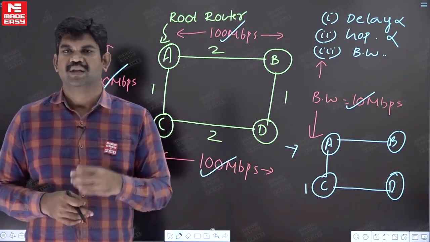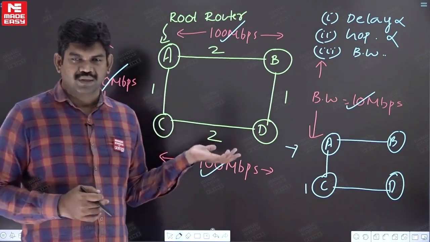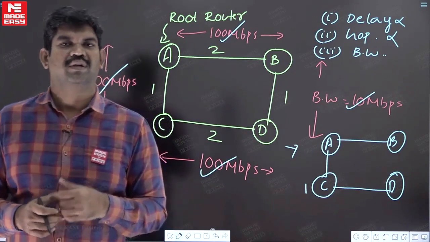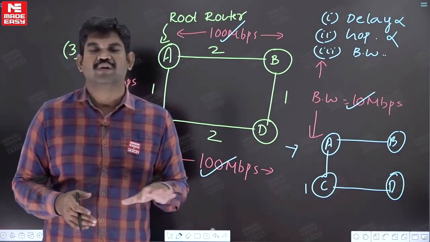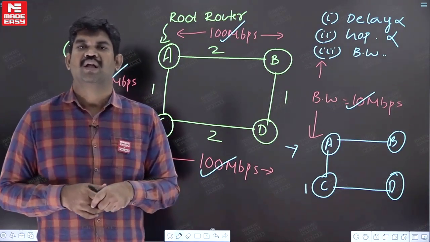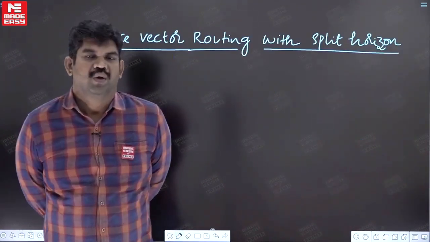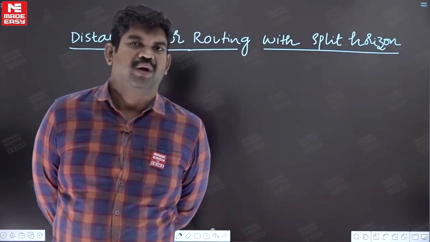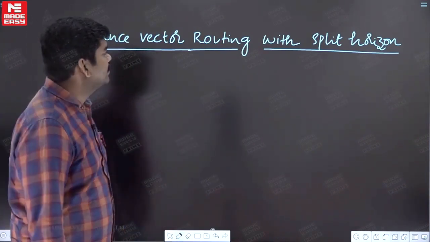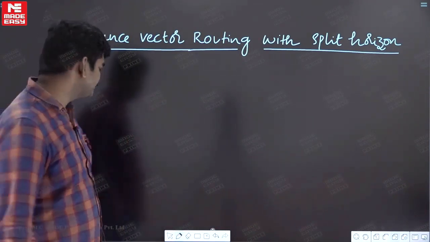But in distance vector, we got a problem called what? Count to infinity problem. But both link state routing and distance vector are intra-domain routing protocols only. They will work only in a small area called what? Autonomous systems. Okay, see in distance vector, we got a count to infinity problem. So we are going with one special case called distance vector split horizon. Let us try to analyze what exactly is meant by that.